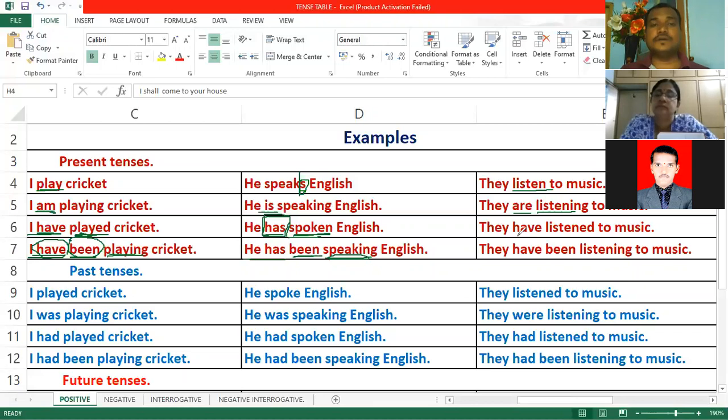Next, have, because it is plural. They have listened, perfect tense. Whenever we are writing perfect tense, there should be the V3 form. They have listened to music. Next, perfect continuous: they have plus been. They have been listening to music.